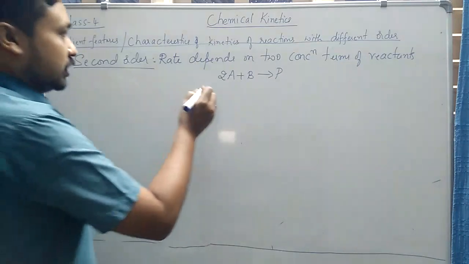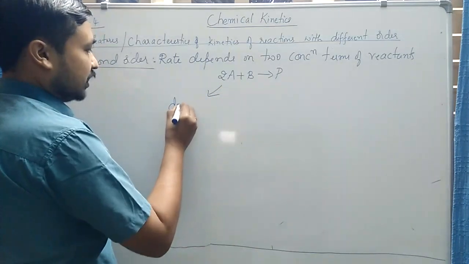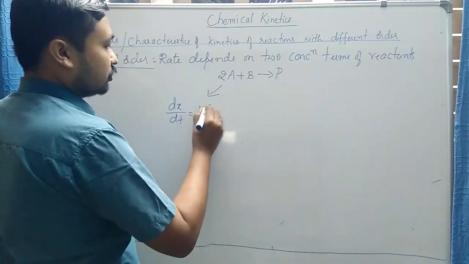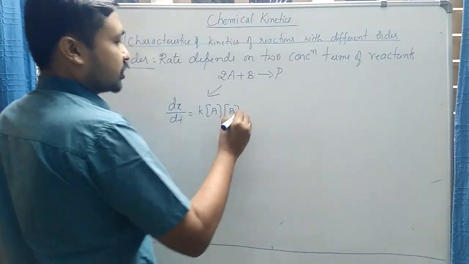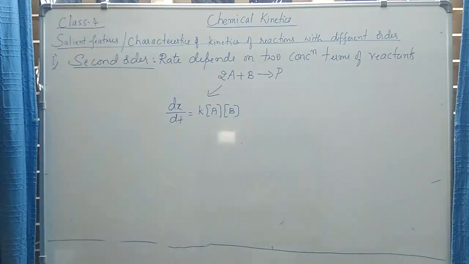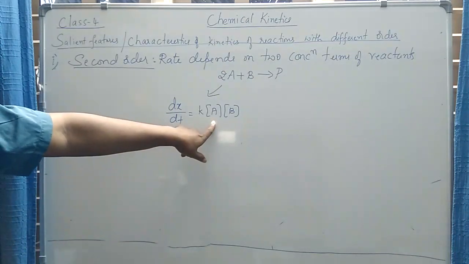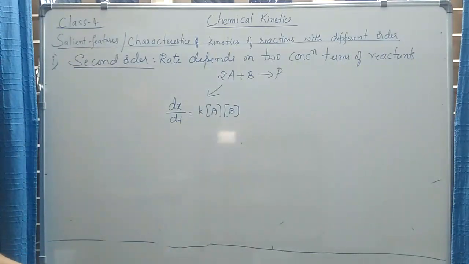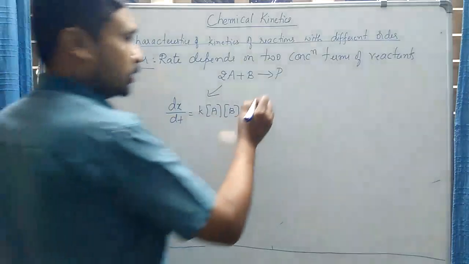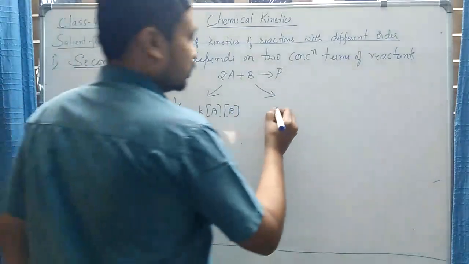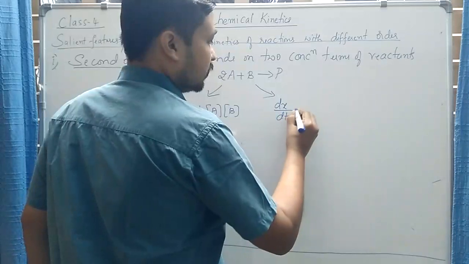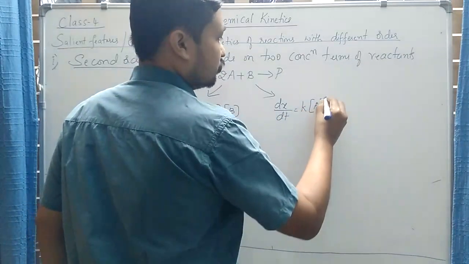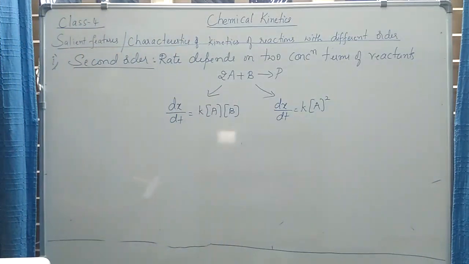So the rate of the reaction may be dx by dt is equal to K into concentration of A into concentration of B. This scheme also represents a second order reaction because it depends on one concentration term of A and one concentration term of B. Or the rate of the reaction may be dx by dt is equal to K into A square. So there are two cases in a second order reaction.